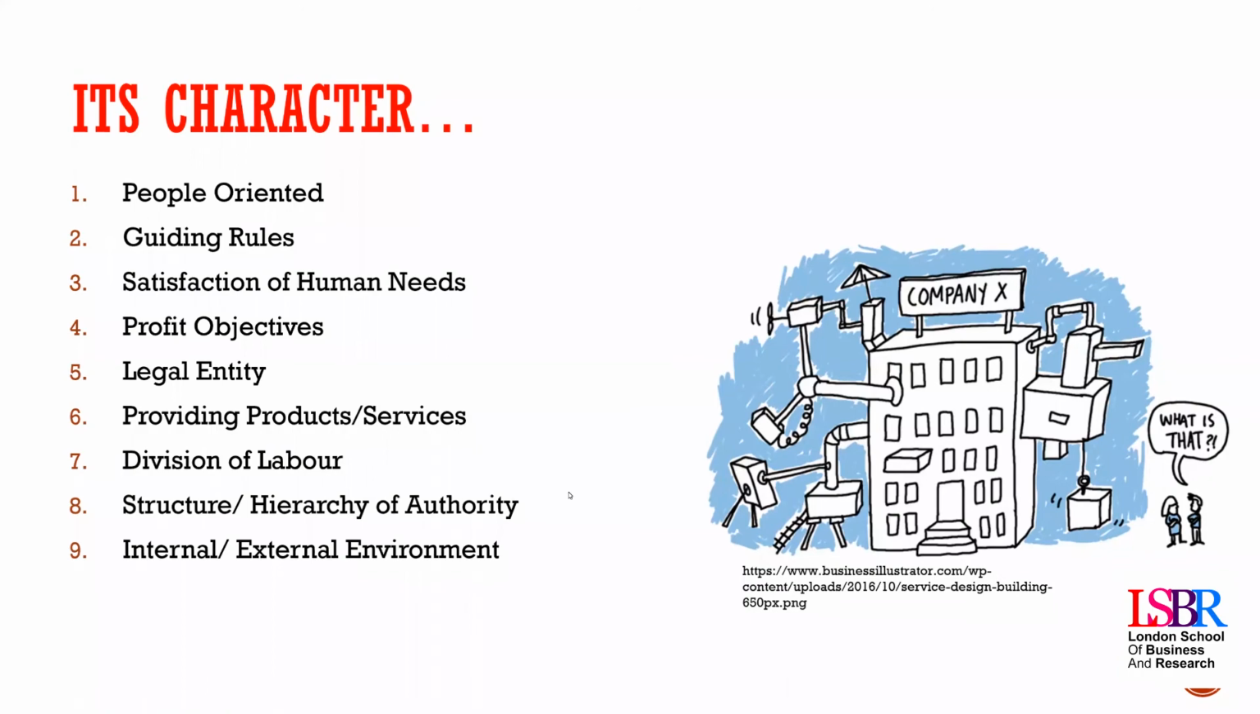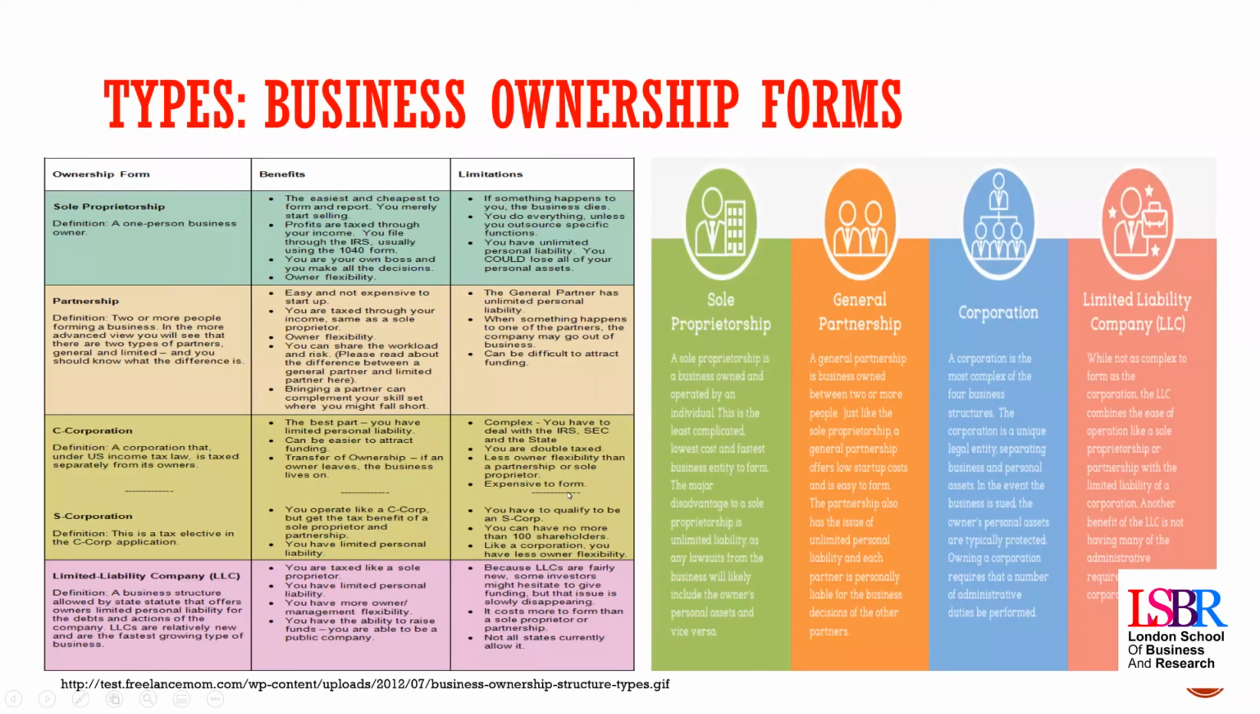Next screen. Okay, so business ownership forms. I just talked about this very briefly already, but let's look at the chart on the right. So there are four, generally speaking, unique forms of organizational structure or legal entity.